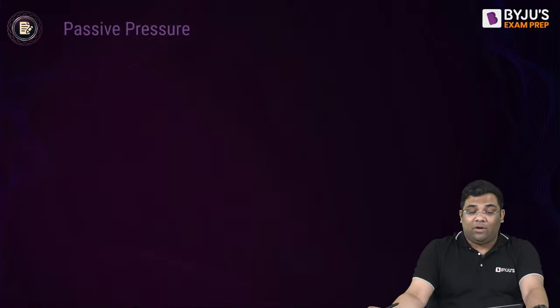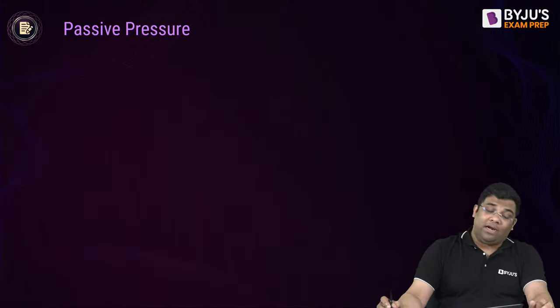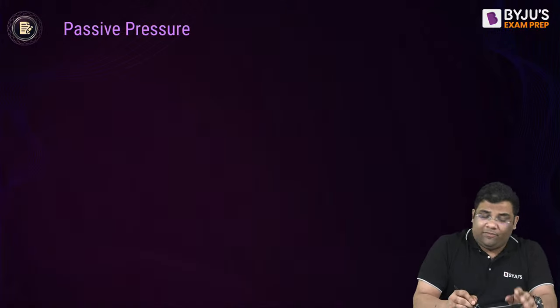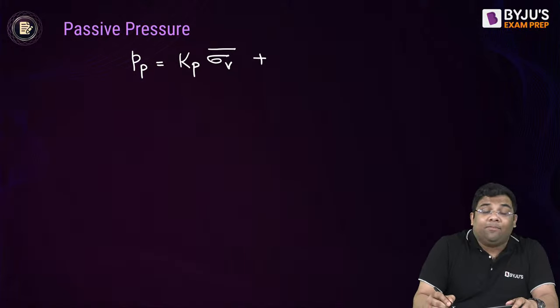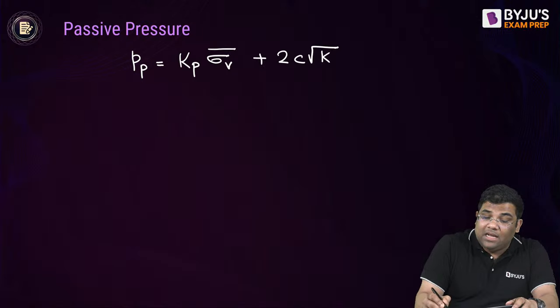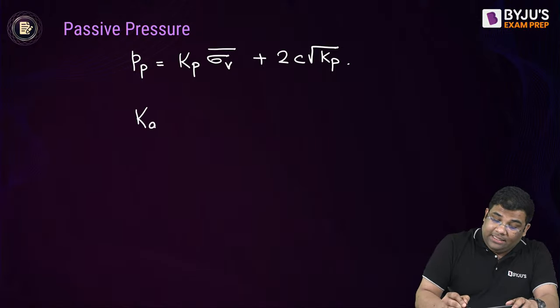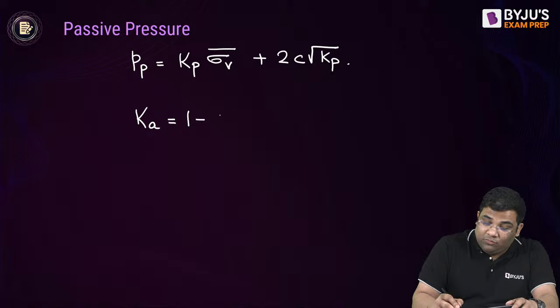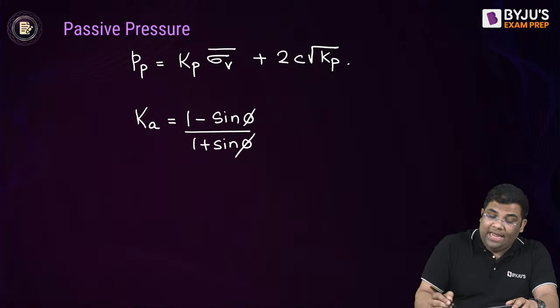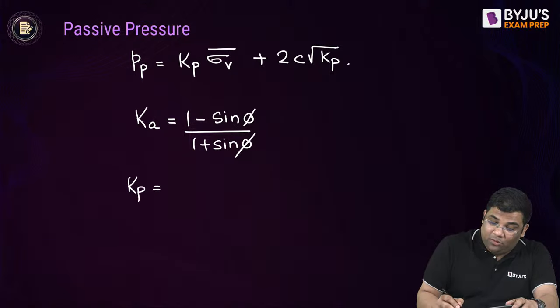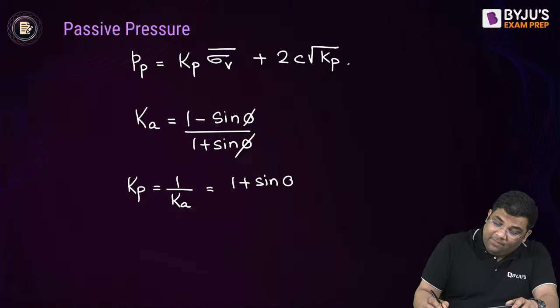The next formula we'll revise is passive pressure. In passive pressure, it is a little different. The passive pressure will be equal to Kp times the vertical stress, and instead of minus, we get plus. And what is the difference? Ka was the coefficient of earth pressure, 1 minus sine phi by 1 plus sine phi, whereas Kp is the reciprocal of Ka. We get 1 plus sine phi by 1 minus sine phi.